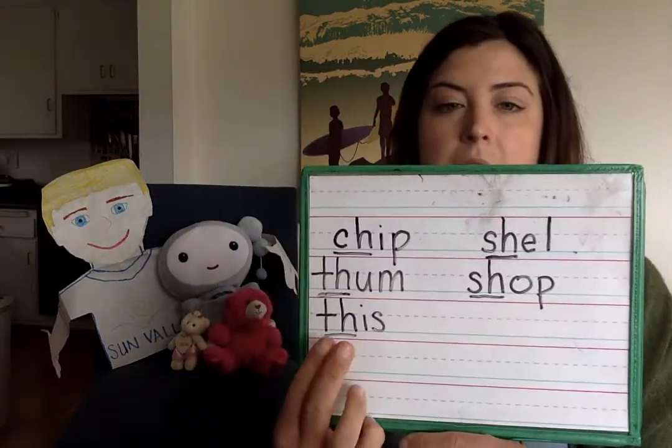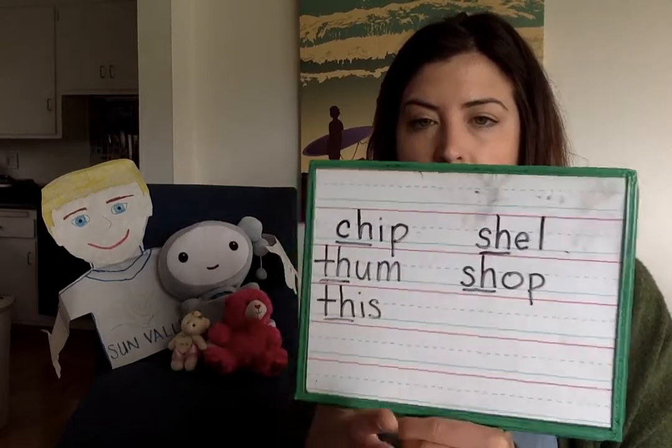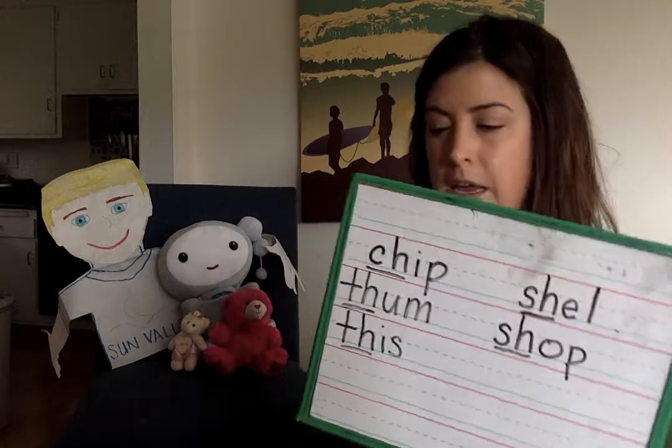Okay, one more, then our sentence. This. Say this. Sound this. This. Write this. This. And check it. Should be a TH and then what? I-S. This. Great.